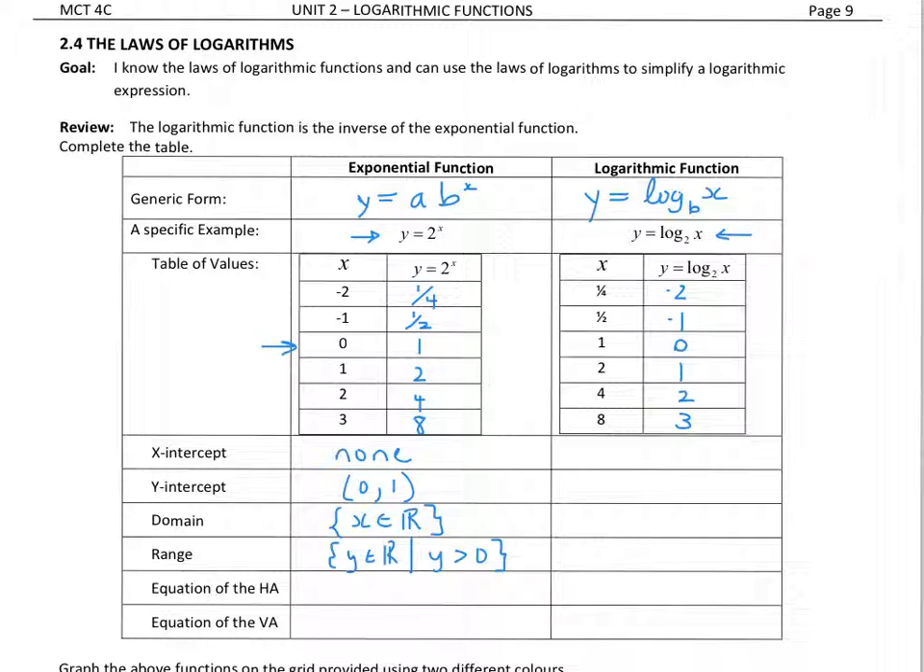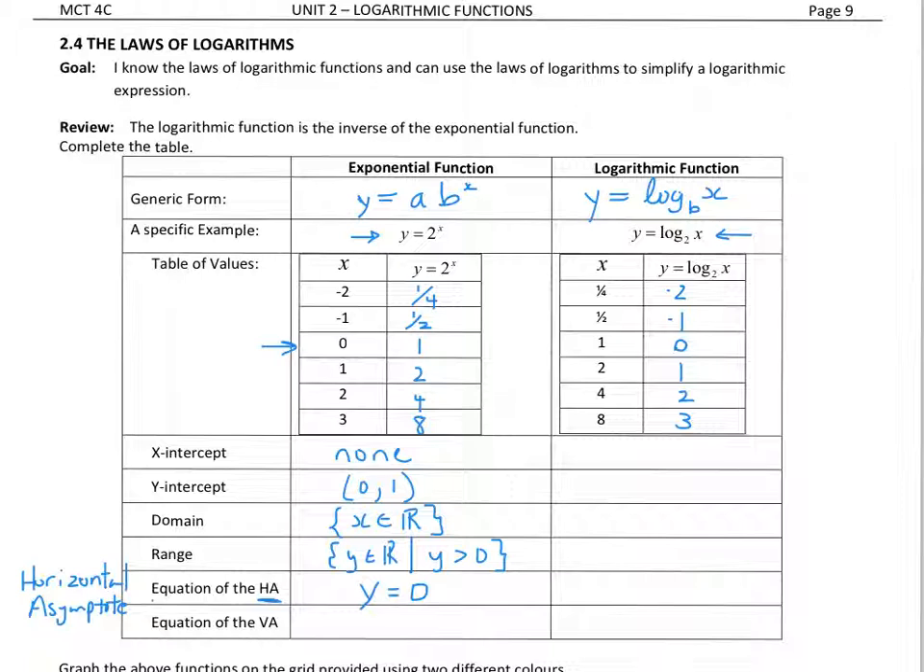So there is this thing called the horizontal asymptote, the HA. That stands for horizontal asymptote. And an asymptote is a line that your graph gets infinitely close to, but never actually touches or crosses. So this has a horizontal asymptote. When you graph it, it gets infinitely close to the x-axis, but never actually touches it or crosses it. So that x-axis is a horizontal line. It has a slope of 0 and a y-intercept of 0. So its equation is y equals 0.